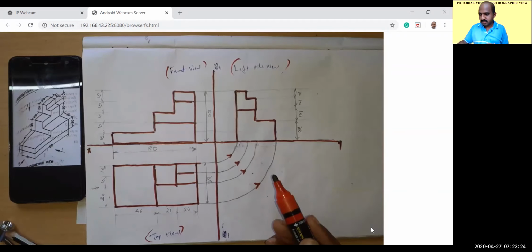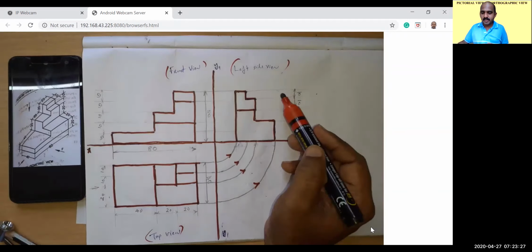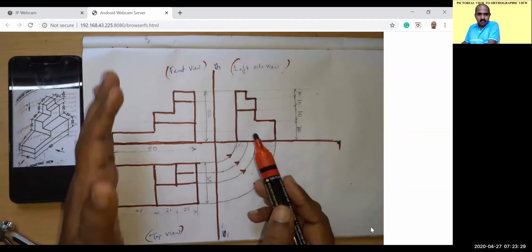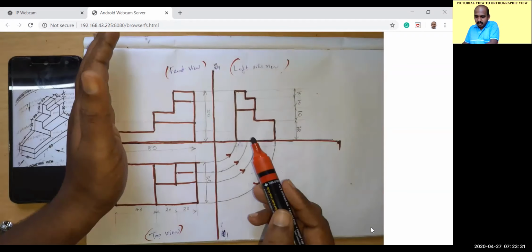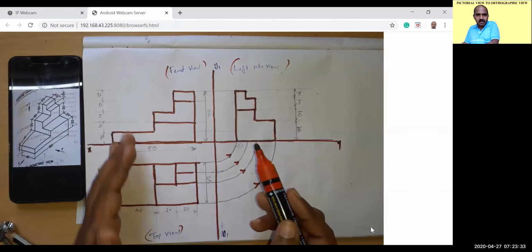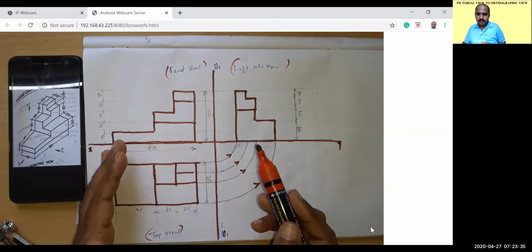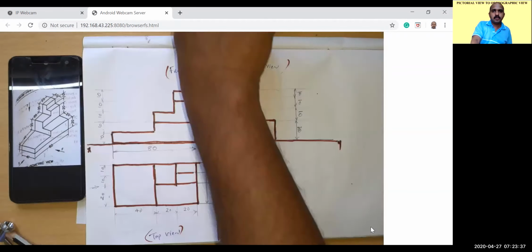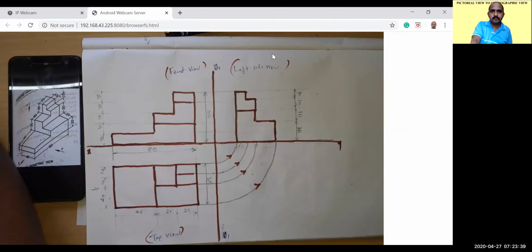Okay, in this question is left side view. The question is the right side view. Then you draw the Y1 line on the left side of your front view.